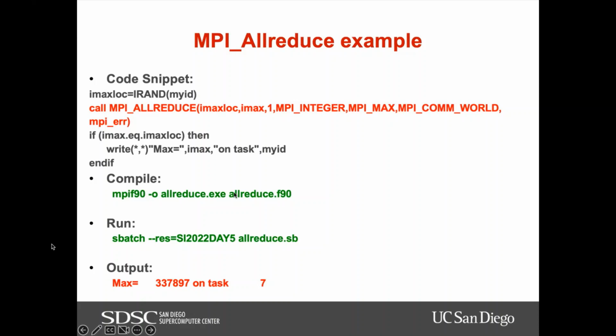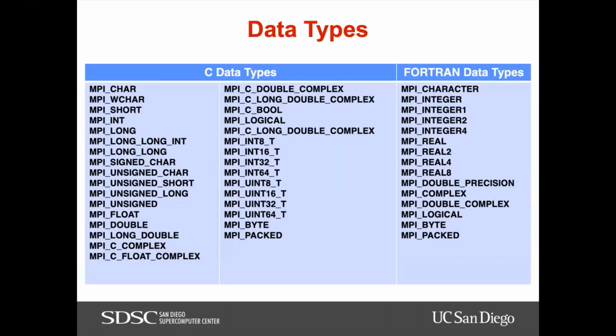And output the maximum. Now, so you can do all reduce. So the next thing to look at is the data types. There are a lot of data types already supported in MPI.